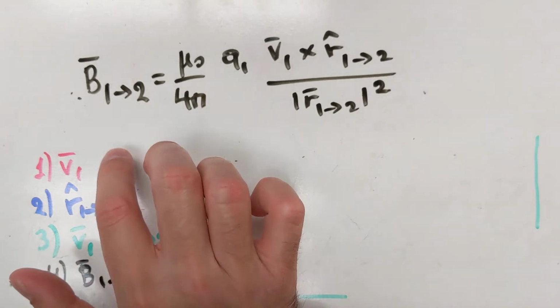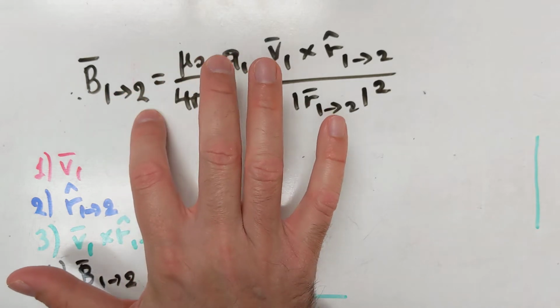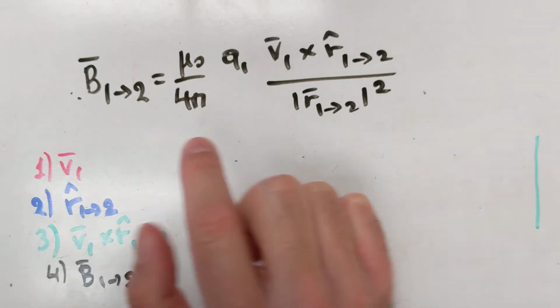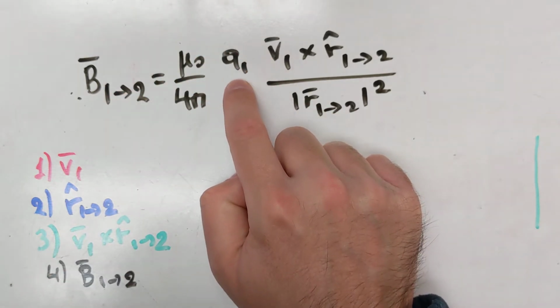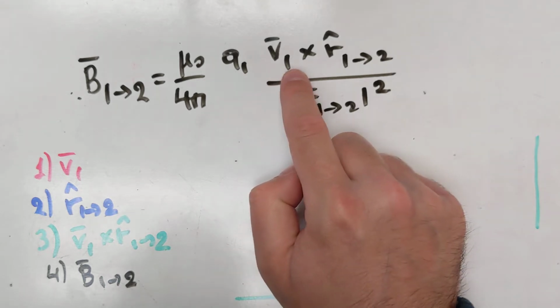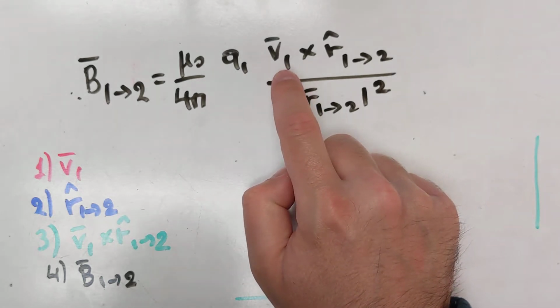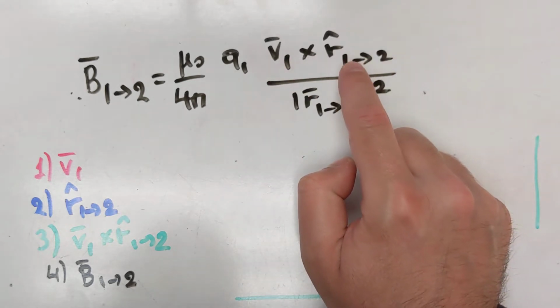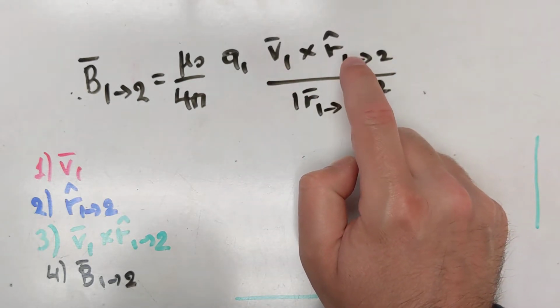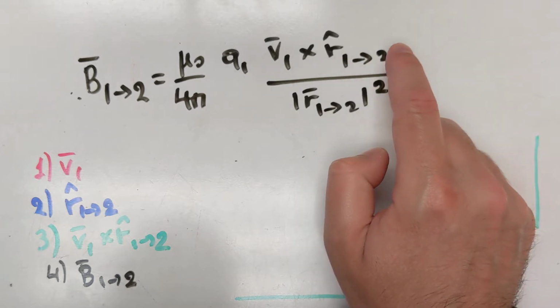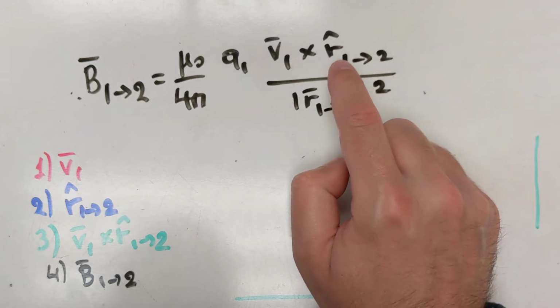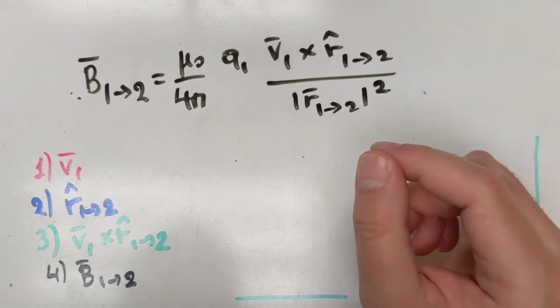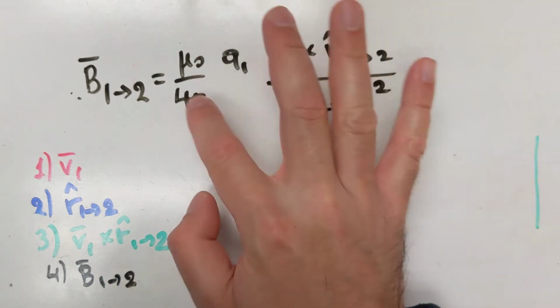So the magnetic field that charge 1 creates at the location of charge 2 depends on the sign of charge 1, and it depends on the velocity of that charge, and it also depends on the relative position vector of the observation location with respect to the source. I'm going to show you how you will be using this.